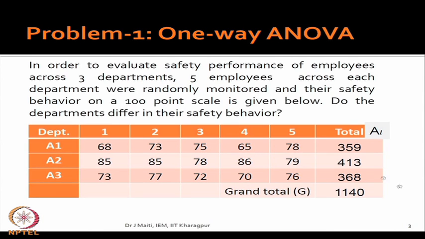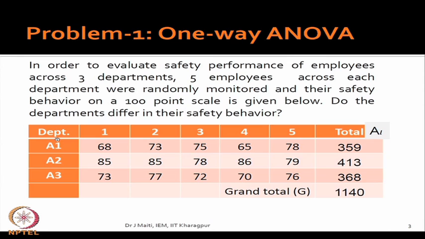The problem is, in order to evaluate safety performance of employees across 3 departments, 5 employees across each department were randomly monitored and their safety behavior on a 100-point scale is given below. Do the departments differ in their safety behavior? This is our question.